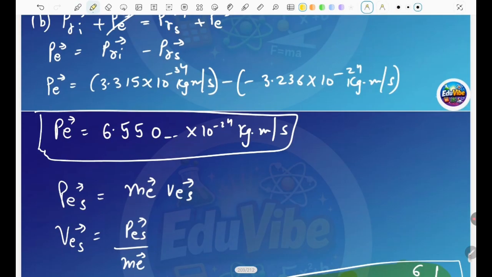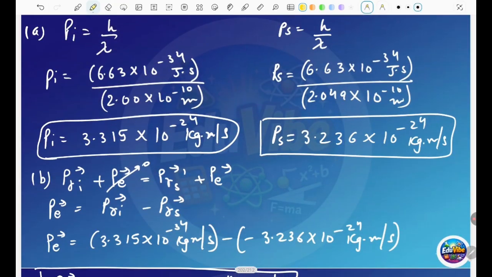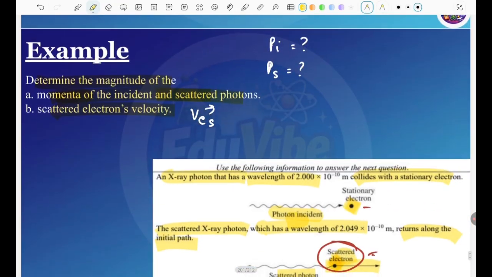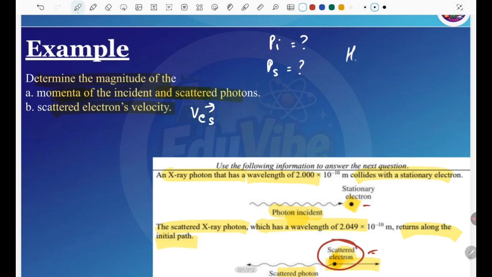So that's how you can find it. We use all the things we did in momentum and impulse. We do the hit and rebound.